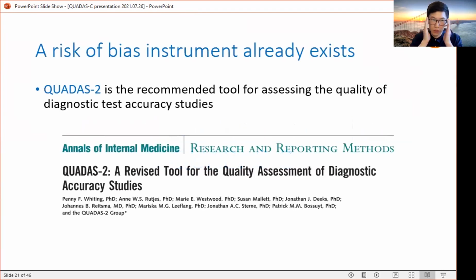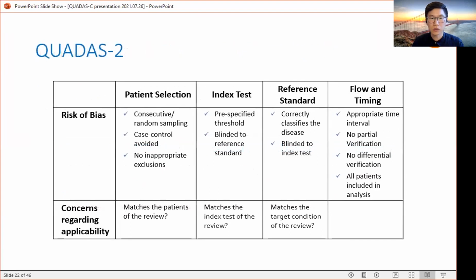As many of you might know, there is already a risk of bias instrument for diagnostic accuracy studies, which is QUADAS-2. This is recommended by Cochrane and also implemented in Review Manager 5. And these are the questions in QUADAS-2.